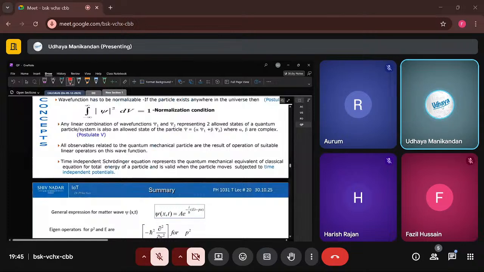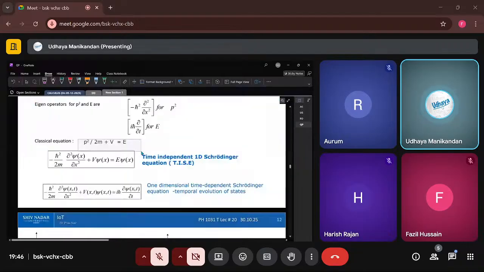I forgot to tell you that the time independent equation represents the quantum mechanical equivalent of kinetic plus potential equal to total energy, the conservation of mechanical energy. That's what we derived. We first derived the expression for the wave function, learned about its physical significance, then took p square by 2m plus V is equal to E, a classical equation, and substituted that. We realized the quantum mechanical equivalent: the one dimensional time independent equation.